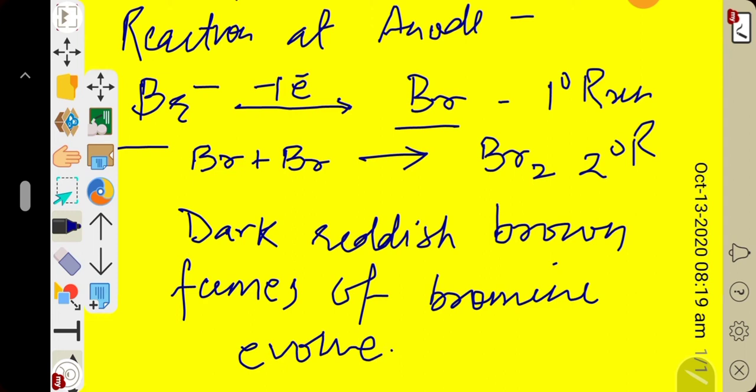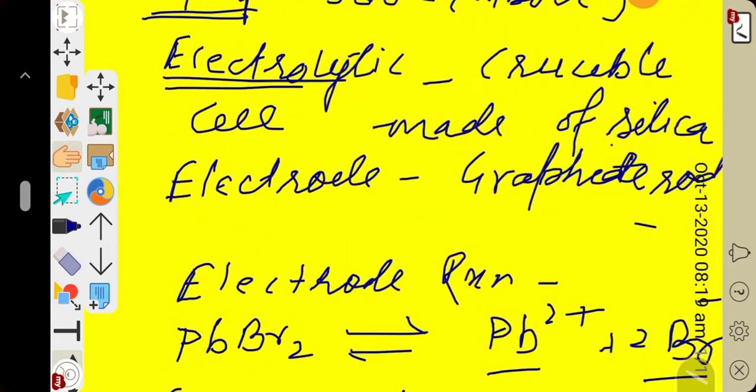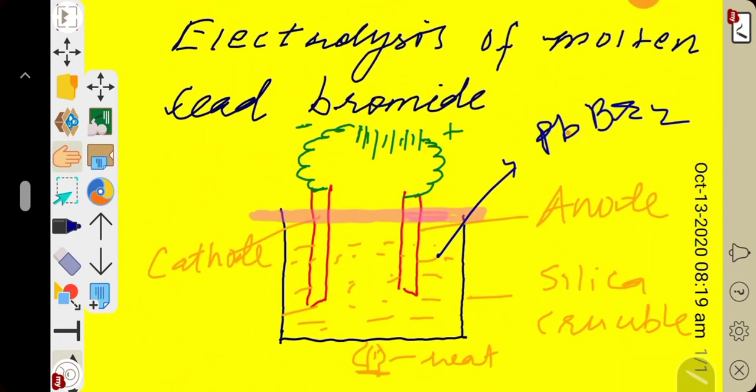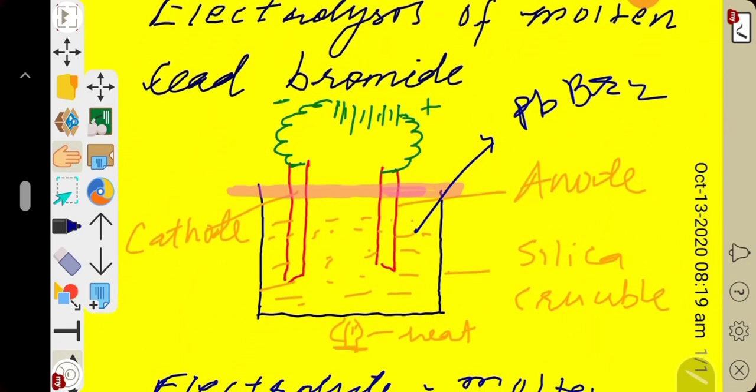In this way, electrolysis of lead bromide takes place. I hope you understood. Once we will revise, let us start how it takes place. If you talk about electrolysis of molten lead bromide, first of all you have to set up an apparatus as I have shown in the diagram.